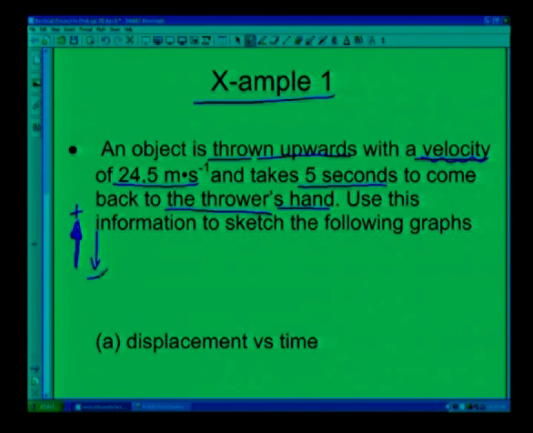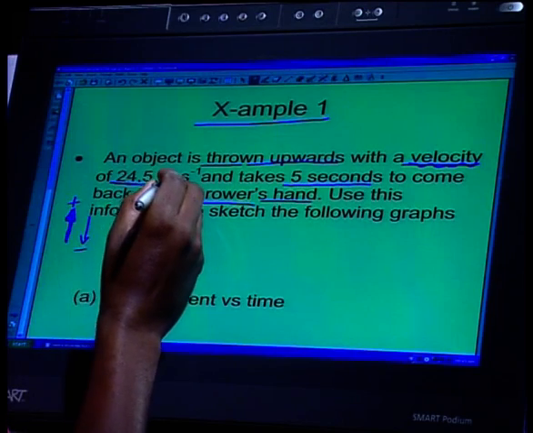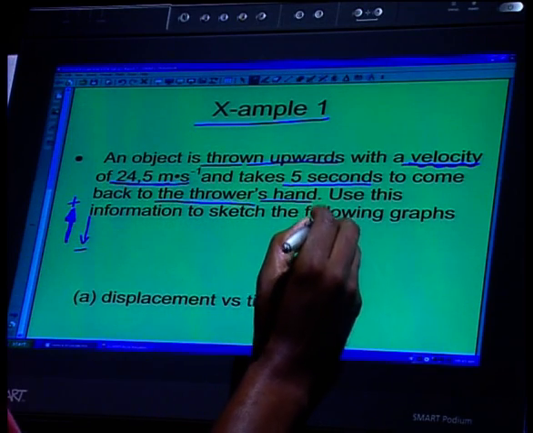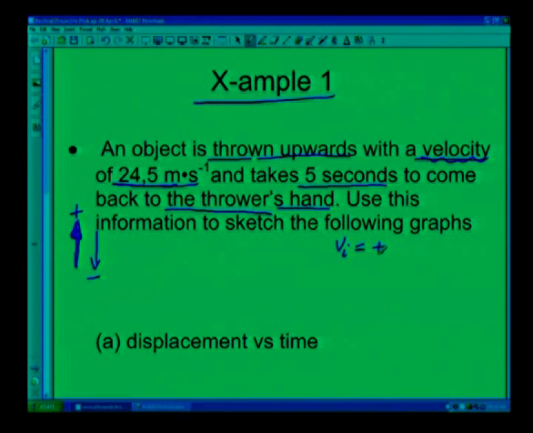Now this object is going upwards at this velocity. Upwards is positive, so our V initial will be positive 24.5 meters per second. What else is given to us? We also have time, the total time it takes to go up and back to the thrower's hand. Time is not a vector quantity, so we don't worry about the plus and minuses. It's a scalar quantity, and time is 5 seconds.